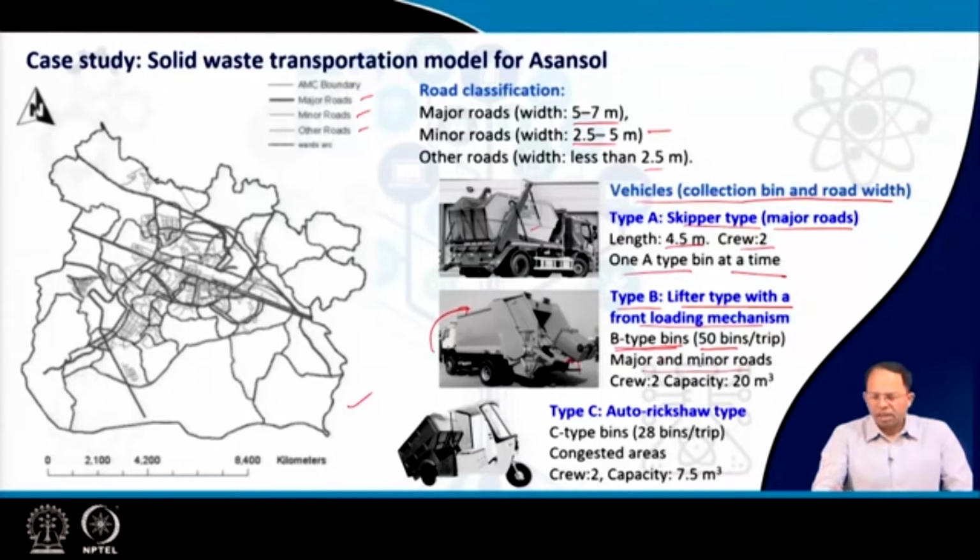It can travel along both major and minor roads. It has a crew capacity of 2 and a capacity of 20 meter cube.